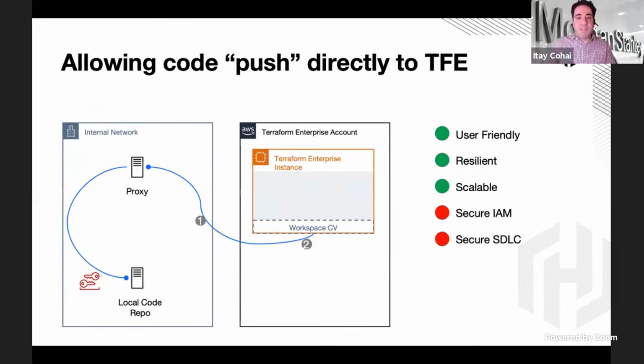And here's a diagram of somebody doing the wrong thing, right? There's a local repo, the bottom left, with credentials to Terraform Enterprise. The user, through a proxy, because everything happens through a proxy, goes and pushes their code directly to a workspace in Terraform Enterprise. And it ticks some of the boxes. It's very user-friendly. You just terraform apply, right? Magic. Very resilient, very scalable. There's no way this can crash, and you can scale. You could do this for as many users as you want. But our credentials are saved locally somewhere, which is not good. And this is not right from an SDLC perspective, because it's not the way to do things.